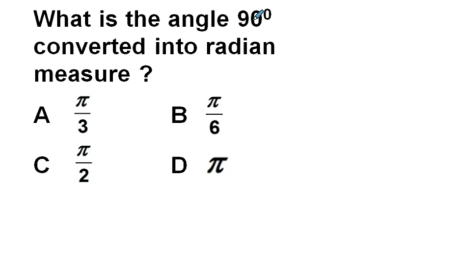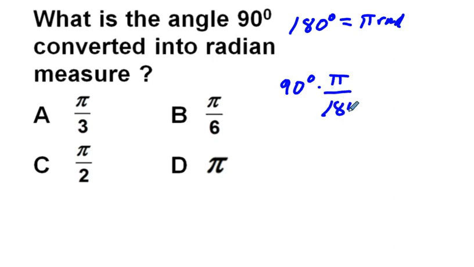What is the angle 90 degrees converted into radian measure? If you remember your unit circle, you can look at that. That's going to be an easy problem. Another way to do this is, if you know that 180 degrees is equivalent to pi radians, you can convert this 90 degrees to radians by multiplying by pi over 180 degrees.